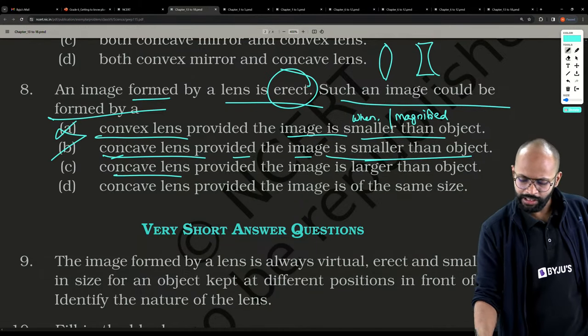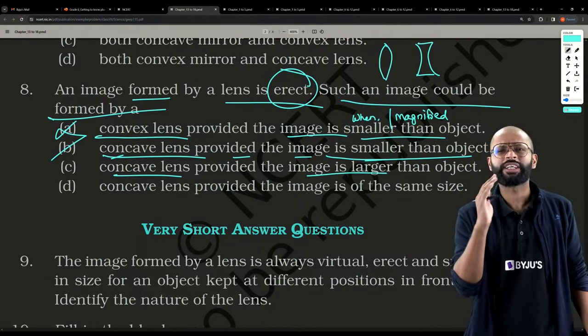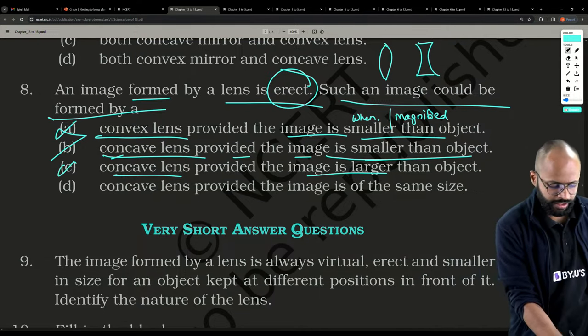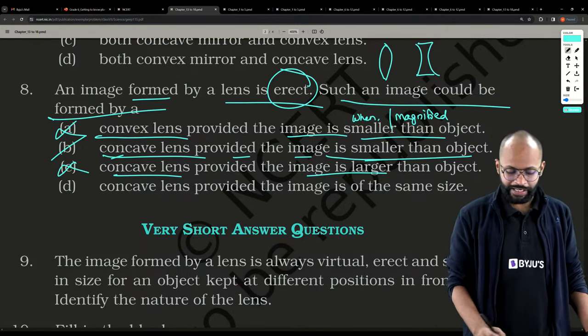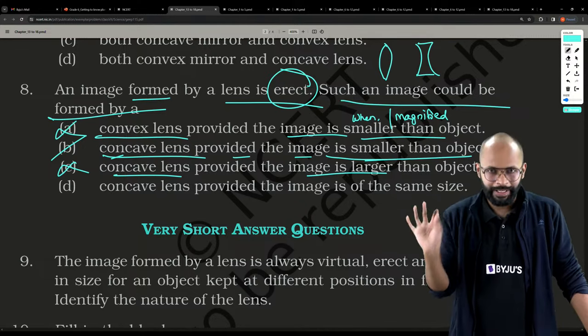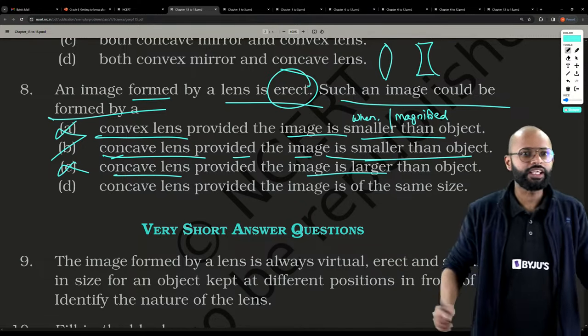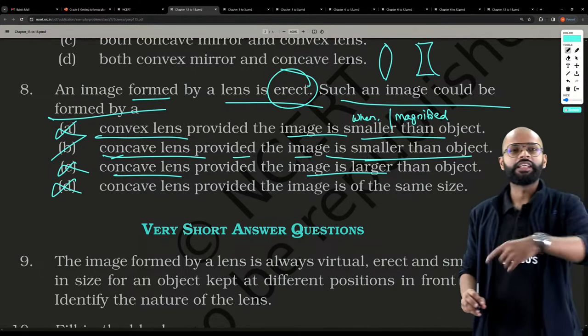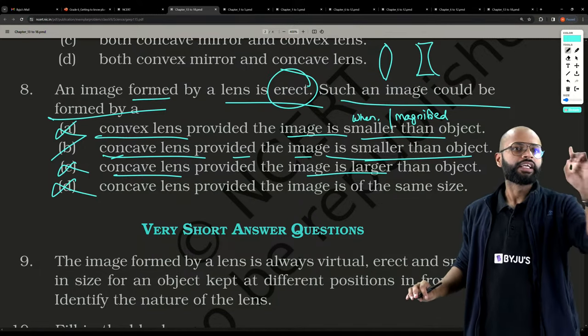Concave lens provided the image is larger than the object. No, the image will be smaller. It is diminished, right? Sir, option C is wrong. Concave lens provided the image is of the same size. No brother, an image of the same size is formed by a plane mirror, not a concave lens. Correct. D is done. Okay? Clear?